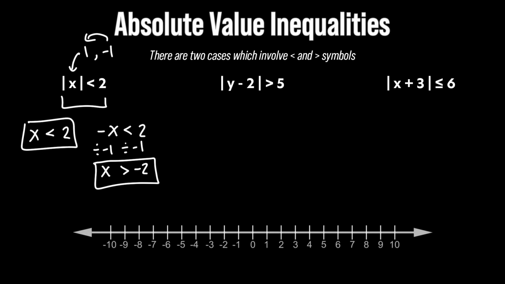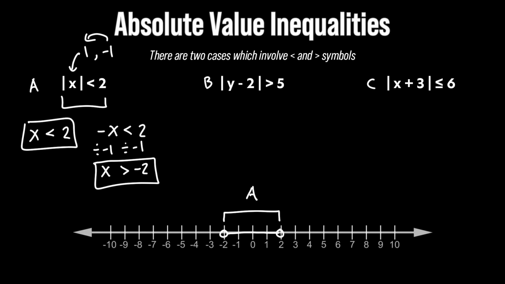So if we were to plot this on the number line, we'd have 2 here and negative 2 here, both open circles. And thus, since our values have to be greater than negative 2 and less than 2, the interval is going to be here. Again, we're going to label this one A, this one B, and this one C. So this would be A.